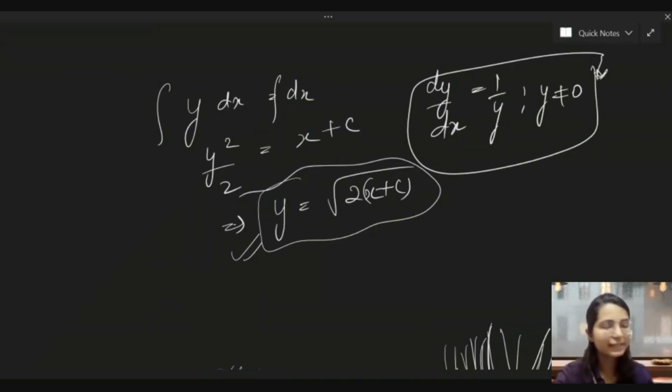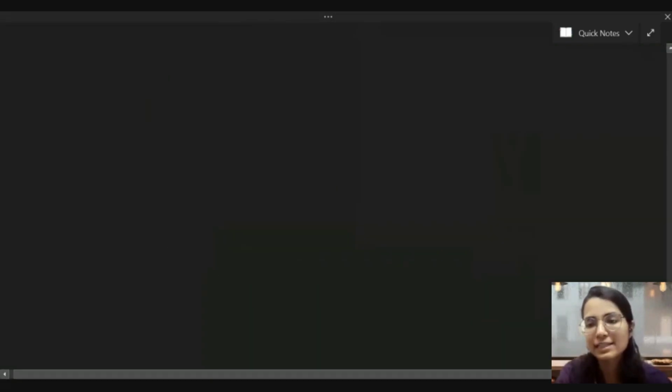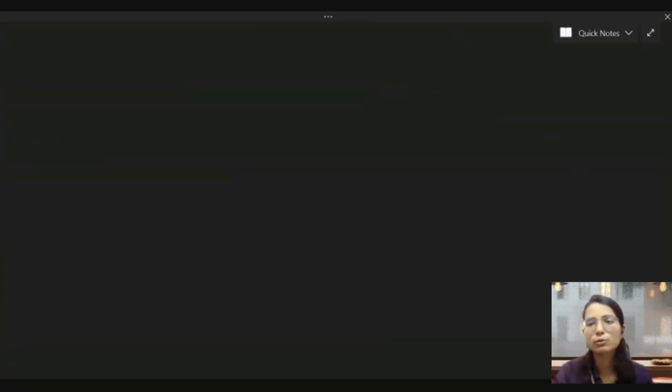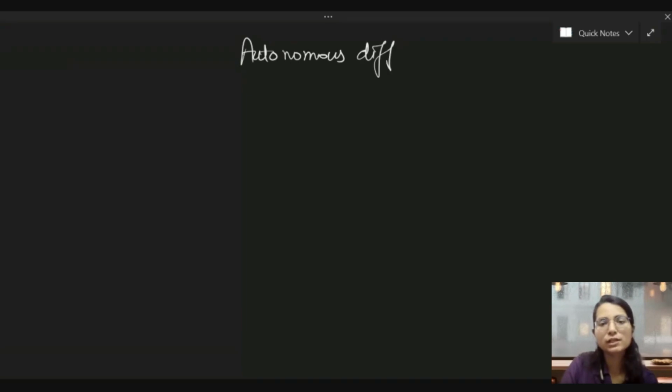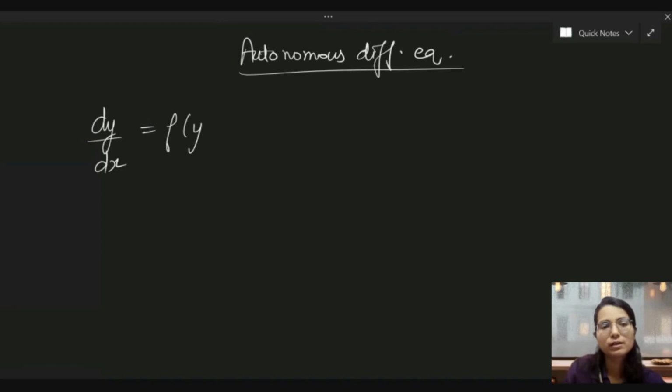Yeah. So let us move on to the very interesting topic, which is autonomous differential equations. There's a lot more to cover, but hopefully if I take the next lecture, I will cover those topics. But a very important topic is autonomous differential equations. So let me write autonomous differential equations. These are some special type of differential equations, of this form. These are first order, first degree differential equations.